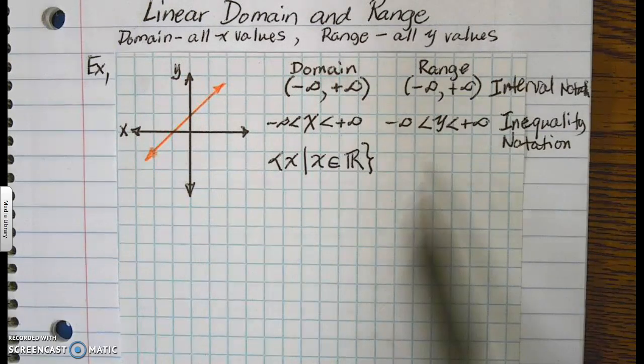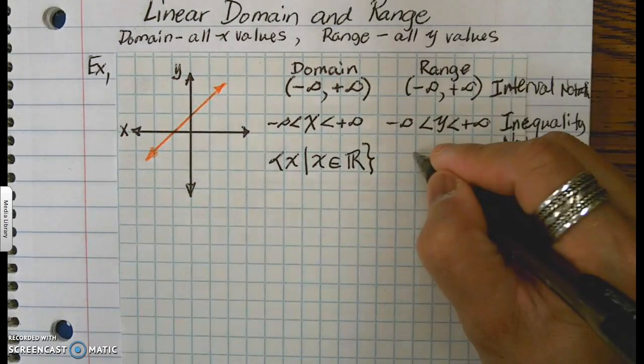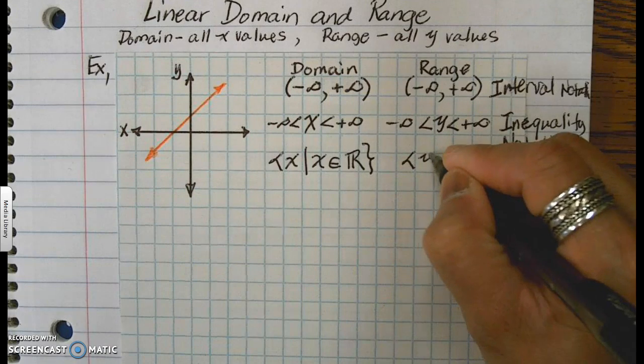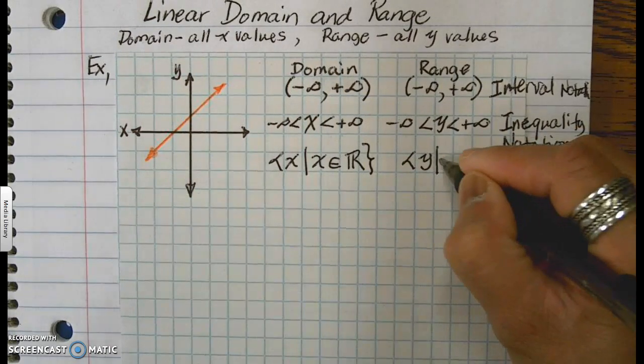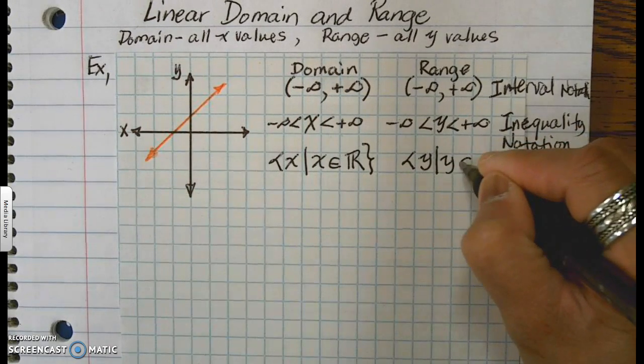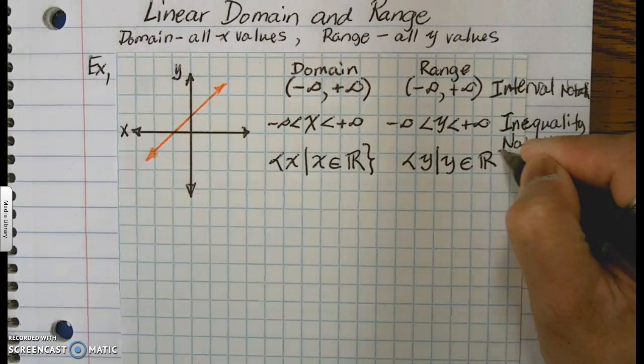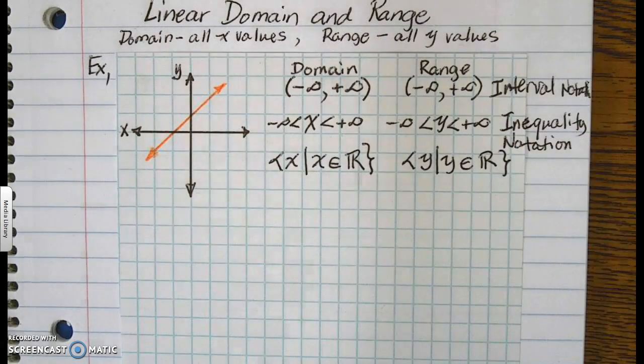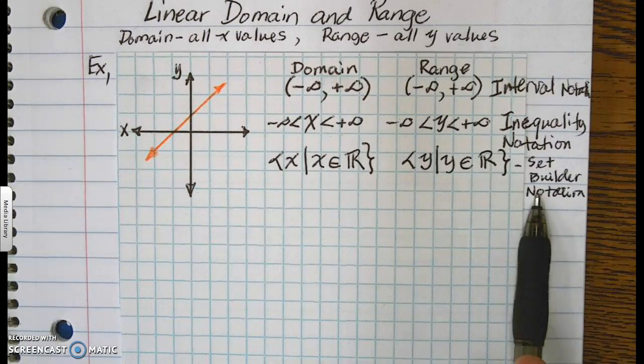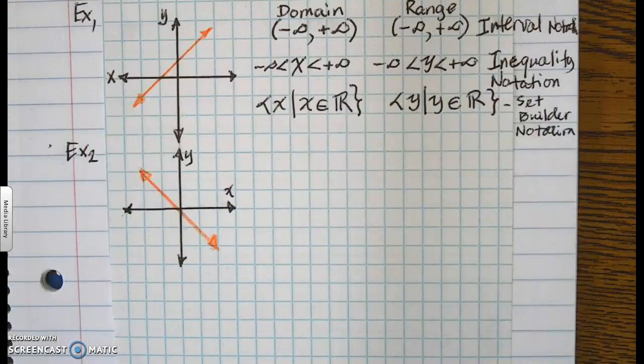So how will that look like for the range? The range would look like this. Range are all the y values such that y is an element of all real numbers. Okay? And this one is called the set builder notation.